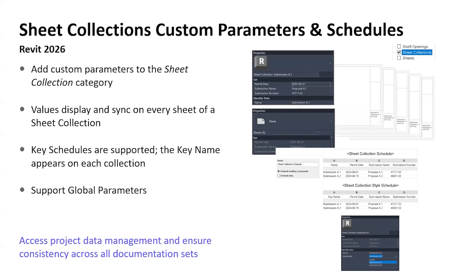This functionality extends to schedules, allowing you to create sheet collection specific schedules and define parameter values directly within them. I think this is especially useful when maintaining revisions, issue dates, or other metadata that applies to a specific set of sheets. When using the sheet collection key schedules, the key name parameter will also be available in each collection. So definitely check out sheet collections. Finally, all parameters added to the sheet collection category support the association of global parameters, providing additional layer of control and standardization.